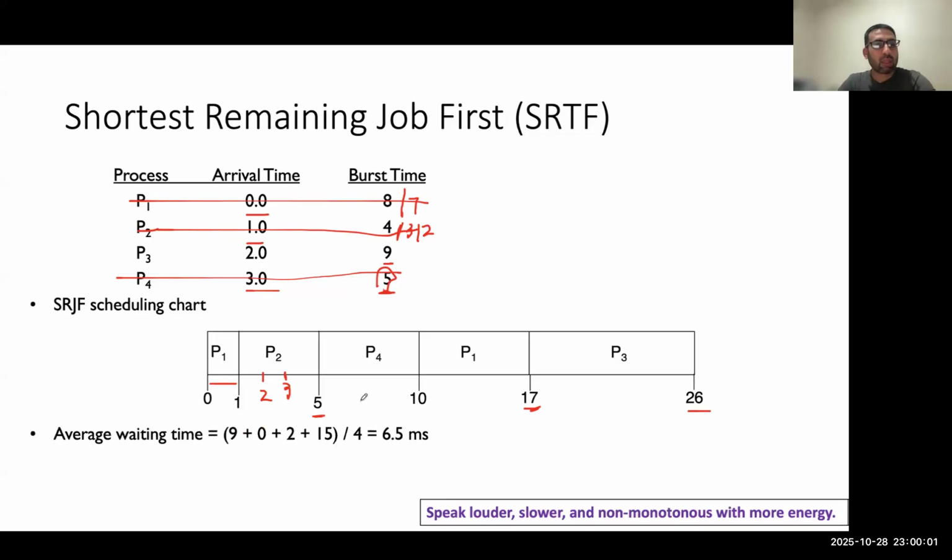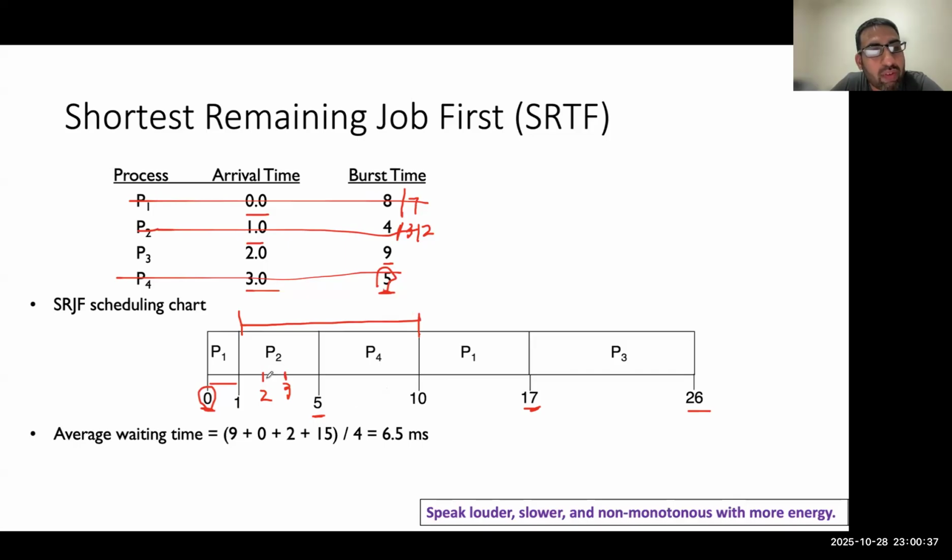So, average waiting time. What is the waiting time for P1? It arrives at 0 and starts running at 0. No, wait. So let's first look at the waiting time of P1. Here it doesn't wait at first. It runs from 0 to 1, but then during this time period P1 is waiting for its turn, right? So 10 minus 1, 9. After that, there is no wait from the perspective of P1. So the total waiting time for P1 is 9.